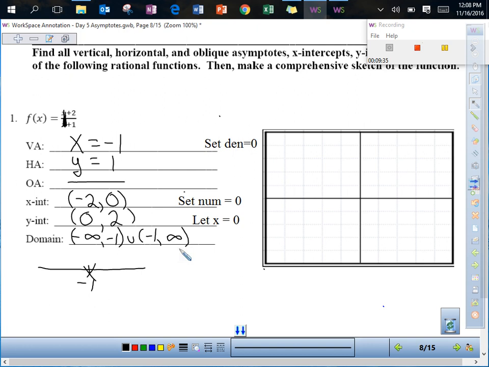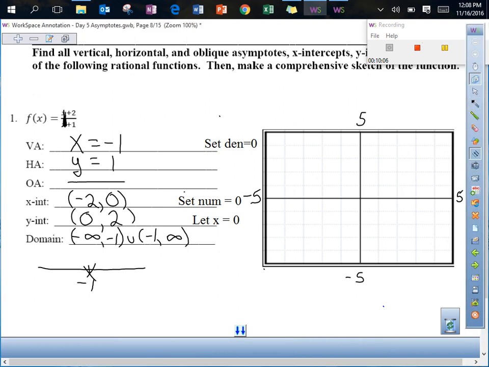What we need to do is decide what scale we can count by. So I'm going to look at my numbers. I've got a -1, a 1, a -2, a 2. I think I can get by with counting by 1s in this problem. So I'm going to count from -5 to 5, and from -5 to 5 on the x-axis.